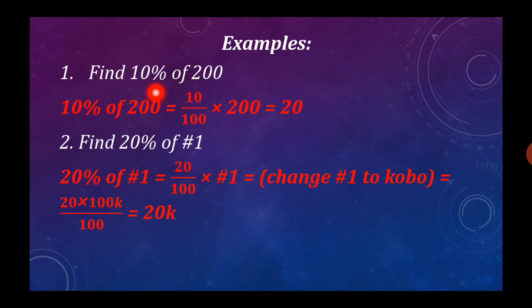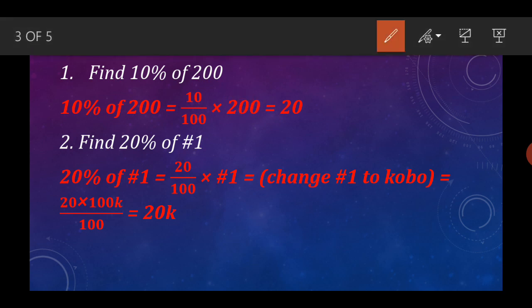Remember, I told you in our previous topic that 10%, or any percentage, means over 100. That is what the first slide is also talking about. 10% means 10 over 100. Of here means times, and here is the 200. 10 over 100 times 200. 100 in 100 gives 1, 100 in 200 gives us 2. 10 times 2 gives us 20. That is how we get this 20 here.